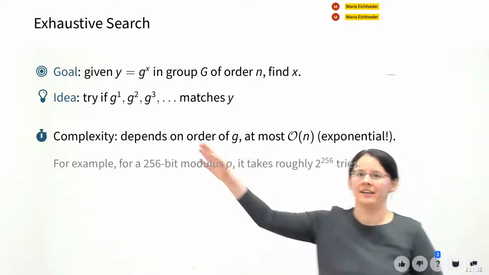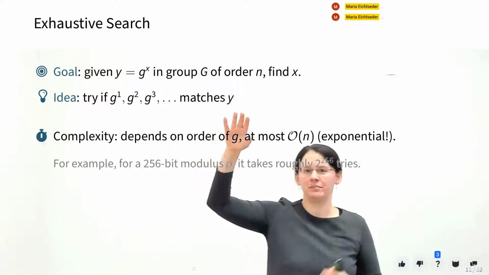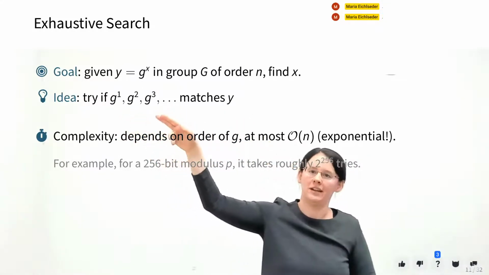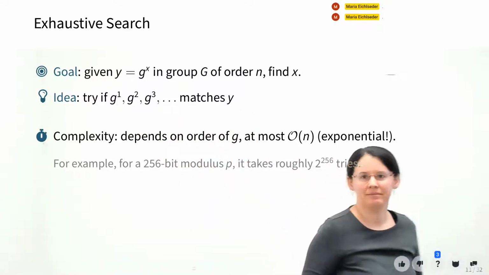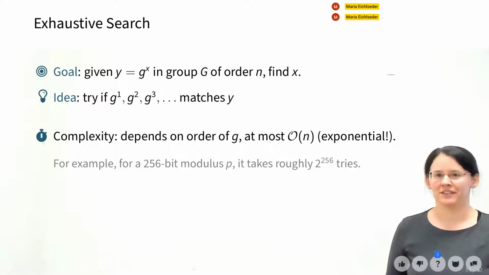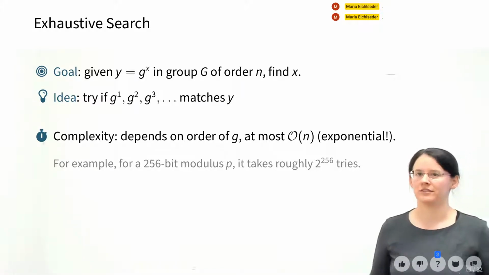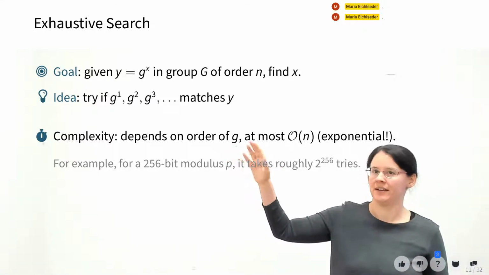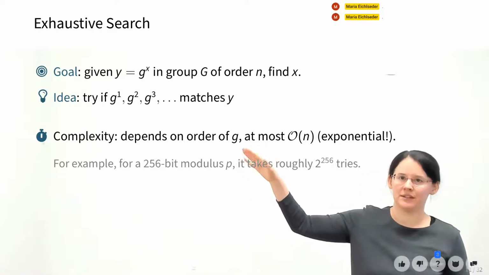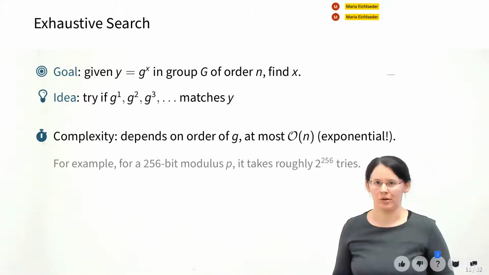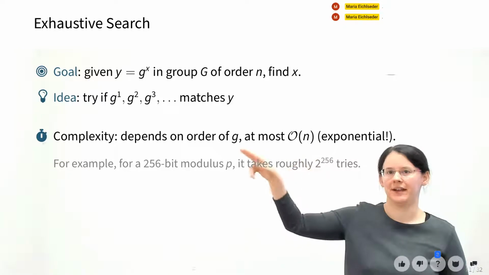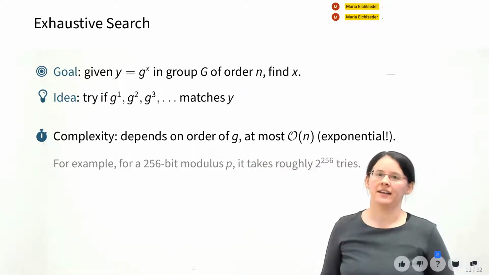Namely, I simply try every possible exponent and see if it matches the challenge element. So I first take g, multiply by g to get g squared, see if it matches, multiply by g again, see if it matches, and so on. Very straightforward. Question is, how long does it take me? Well, that depends, of course, on the order of g, because this order gives me the maximum number of tries that I can take. Once I've gone through this order of g, I've exhausted all possible options. Assuming that g is a generator and n is the group order, so n is the same as the order of g, then I take at most n operations. On average, n half.